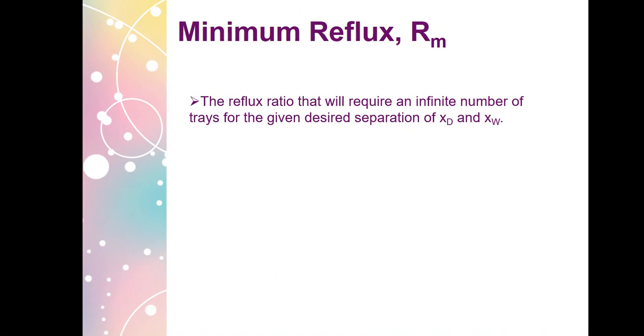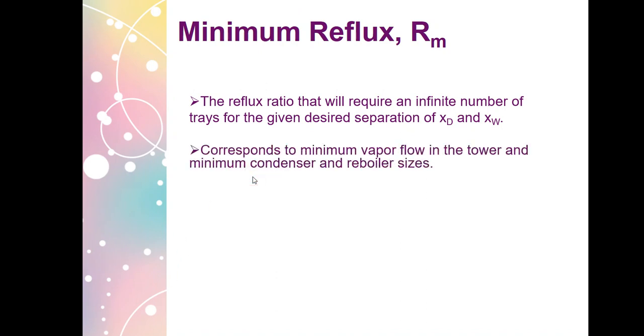You cannot count the number of trays that will ensure that we have the same degree of recovery. So that is the case of minimum reflux. In this condition, we have minimum vapor flow into the tower and minimum condenser and reboiler sizes. Meaning your condenser is the smallest possible condenser that could be designed. The same thing with your reboiler. And your tower, of course, can have its smallest design possible in terms of diameter. Why? Because of the minimum vapor flow.